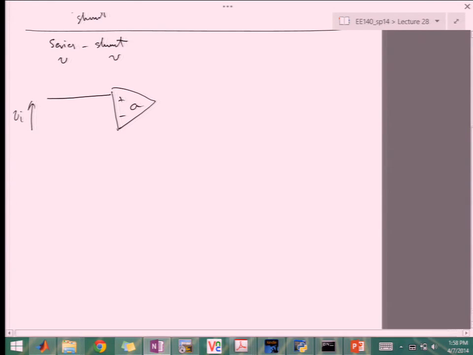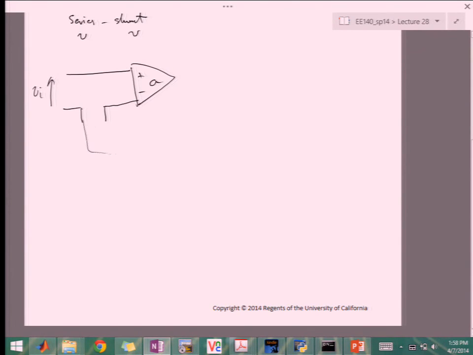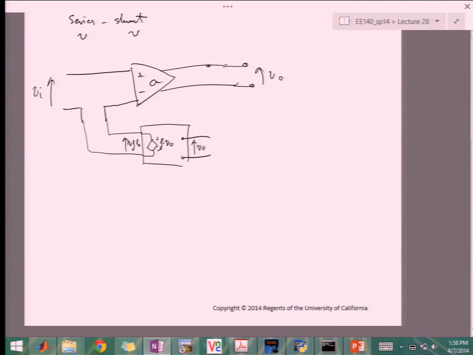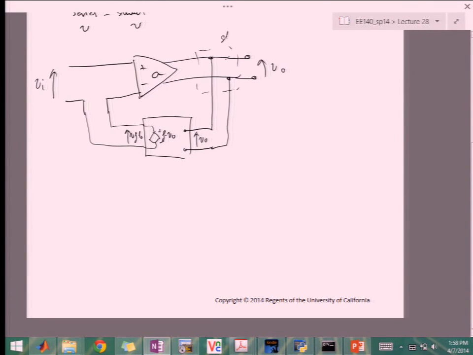So if I'm applying V in, then feedback needs to be added. Then I'm going to do a feedback as a voltage controlled voltage source. So this will be VFB. This is going to be F times V out, and I'm measuring V out over here. I'm measuring it by the shunt network. So this will be shunt, and then this is going to be the series.